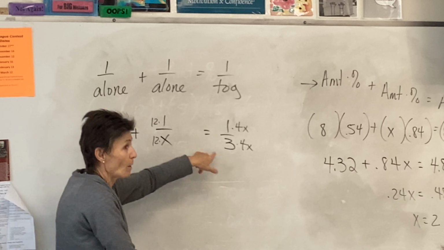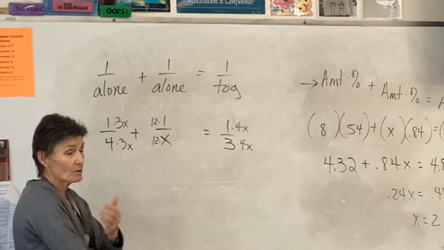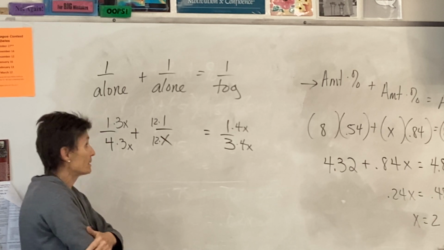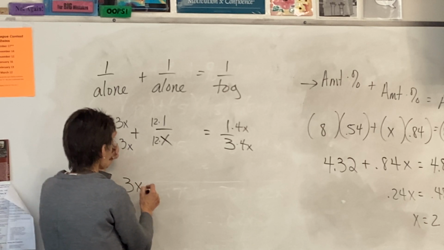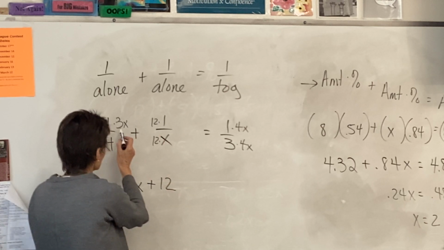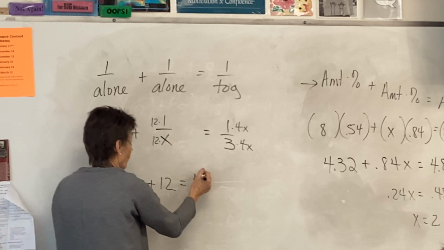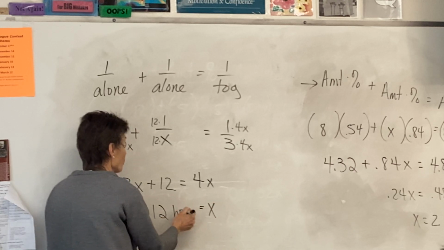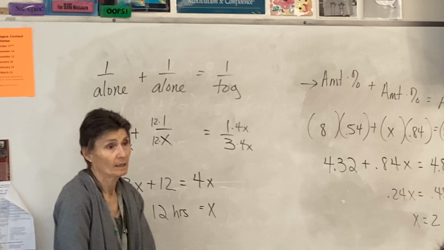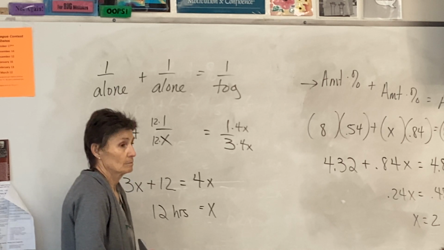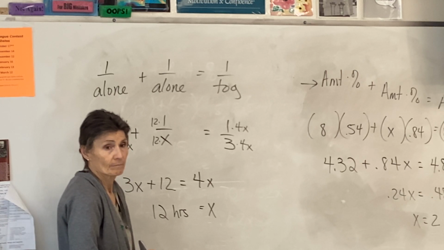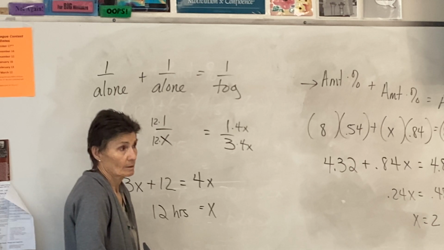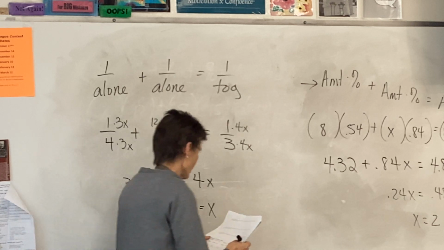Now, this is an equals problem, so what are you allowed to do in an equals problem? Once the denominators match, you can get rid of them. So 3x plus 12 equals 4x. So x equals 12 hours. It takes Zach 12 hours to do the job alone. Okay, that's pretty easy.